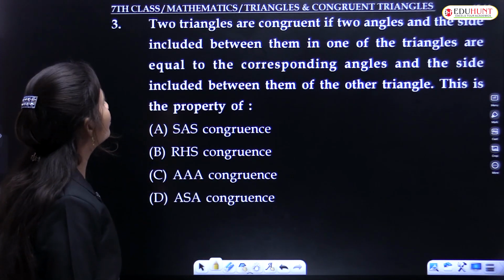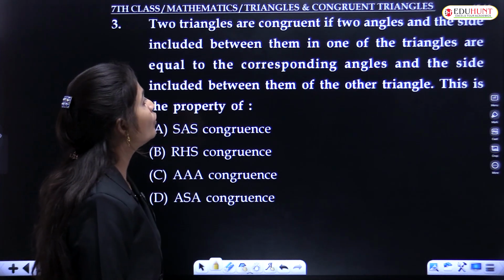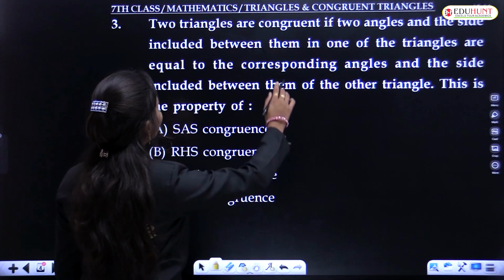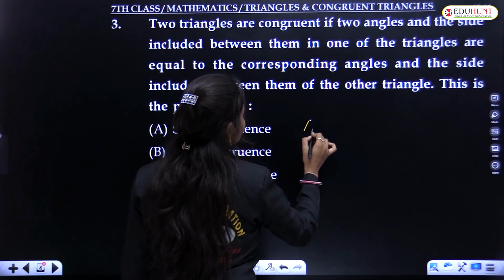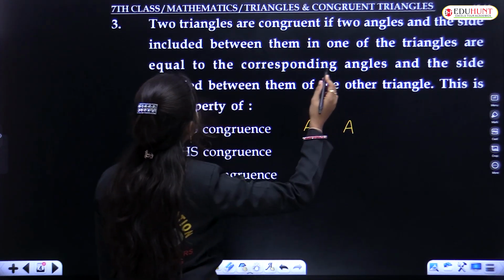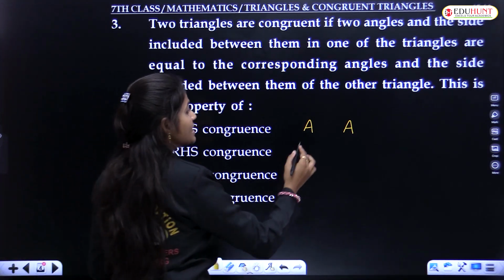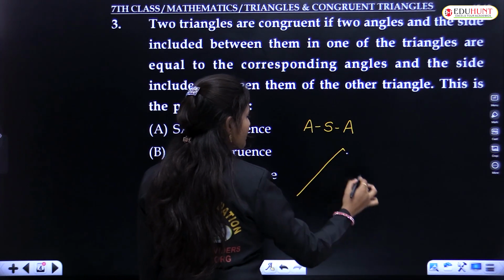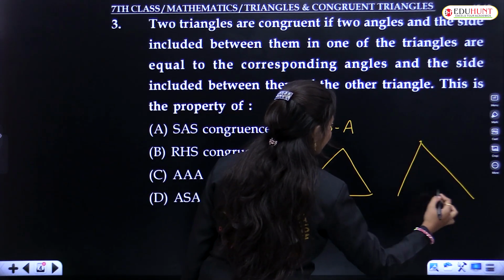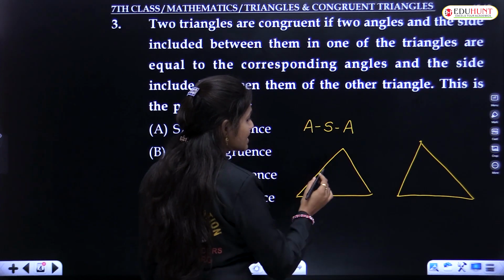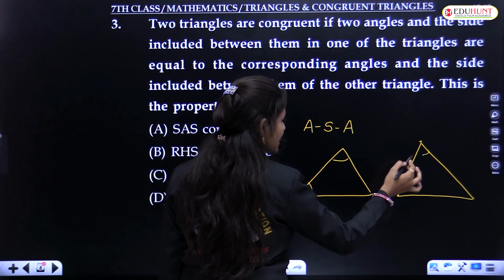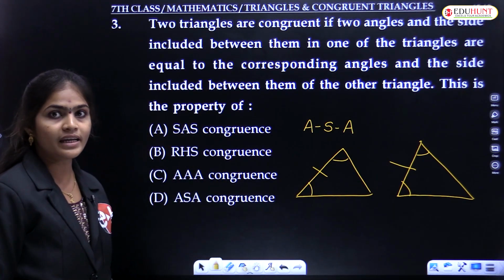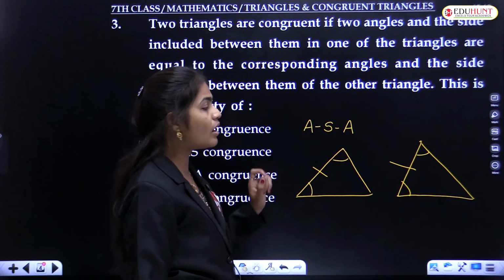So see here, two triangles are congruent if two angles and the side included between them are equal. What are they saying? Two angles means angle and angle, and the side included between means the side lies between those two angles. For example, with these two triangles, these two angles are equal, and the included side means these two sides are equal. Included means lies in between those two angles.